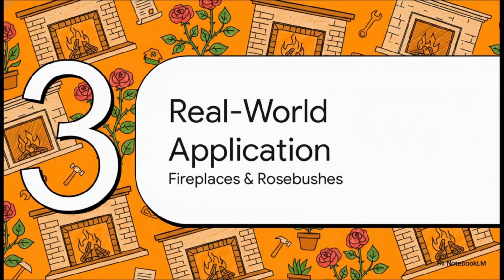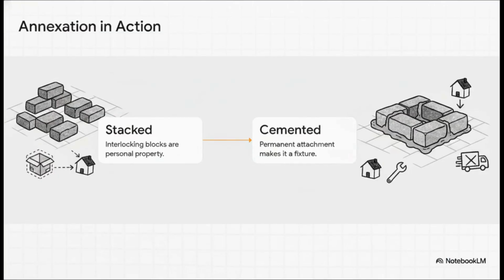Section 3, real-world application, fireplaces and rosebushes. Think of it this way. Say you purchase an outdoor fireplace kit. If you just stack those interlocking blocks on a patio, they're only resting there, so the kit remains personal property. You can pack it up and take it with you when you sell the house. But if you cement those blocks to the patio, you've created a permanent attachment. That one decision turns the blocks into a fixture, meaning it's now real property. It perfectly illustrates that method of annexation test in action.